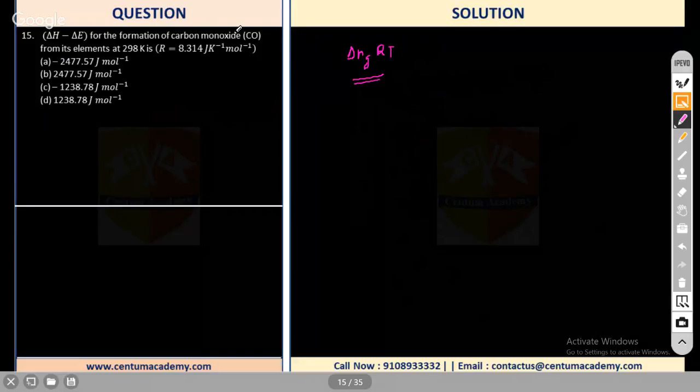Okay, formation of carbon monoxide from its elements. So first of all, we have to find out this del Ng RT. Temperature is given. Only thing is required is what? Delta Ng. So formation of carbon monoxide, what should be the relation here? Equation, sorry. Carbon solid, half of O2 gas, and this gives CO gas. So from this equation, you can find out delta Ng, which is nothing but 1 minus 1 by 2. Now you substitute here and you'll get the answer.